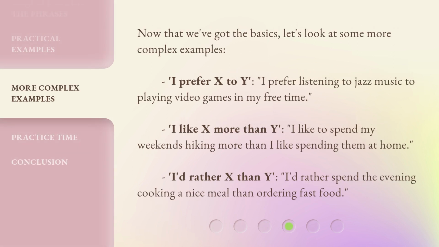Now that we've got the basics, let's look at some more complex examples. I prefer X to Y. I prefer listening to jazz music to playing video games in my free time. I like X more than Y. I like to spend my weekends hiking more than I like spending them at home. I'd rather X than Y. I'd rather spend the evening cooking a nice meal than ordering fast food.